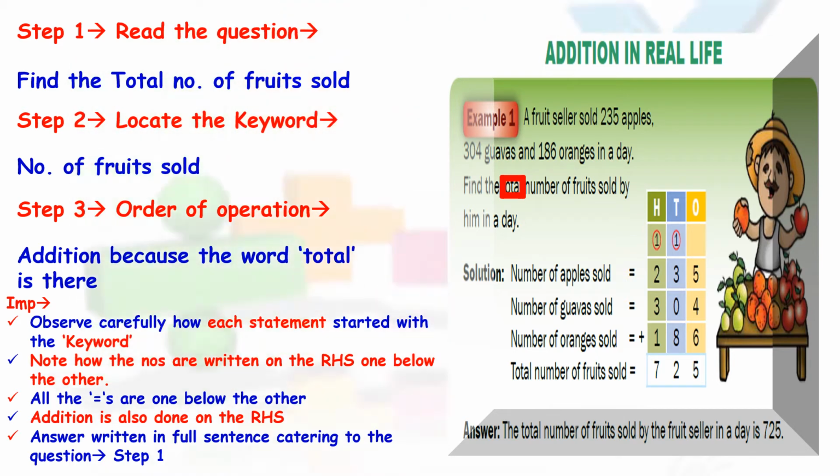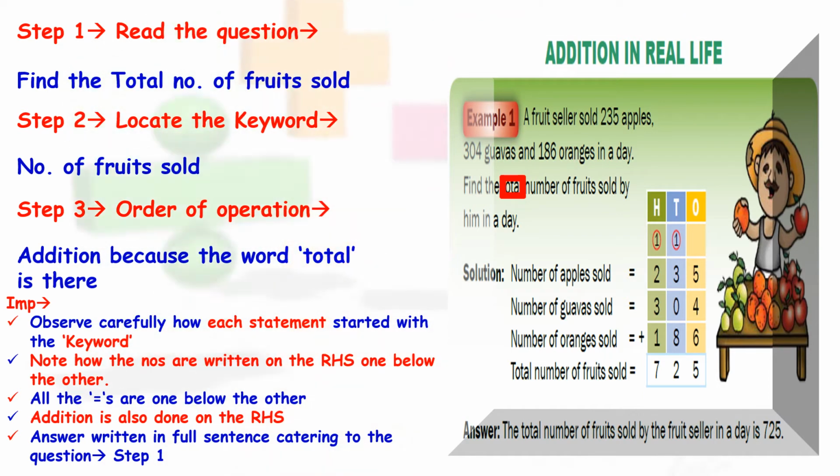Each statement has to start with the keyword. See, it is written number of apples sold, number of guavas sold, number of oranges sold, total number of fruits sold. So each statement is starting with the keyword, that is number of. Then all the numbers are written on the right hand side. Observe the slide once again. All equal to's are written one below the other. And the operation, that is addition, that is also done on the right hand side.